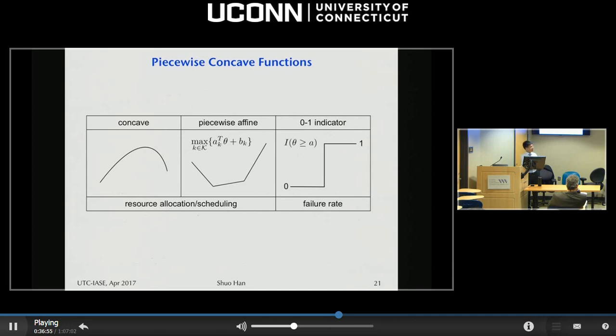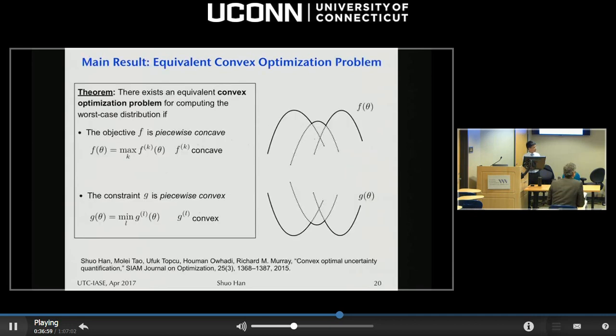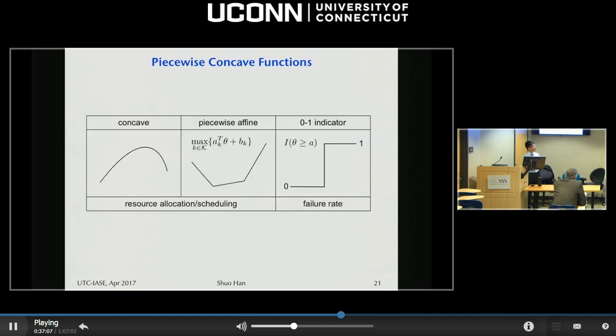Let me say a little bit more about why these are useful, because if you look at the definition, these functions are in general neither convex nor concave. Let's first look at the objective function, which needs to be piecewise concave. First of all, trivially they contain concave functions, and also piecewise affine and convex functions. These are constructed by the pointwise maximum of a number of affine functions. And also the 0, 1 indicator function is piecewise concave. In terms of applications, these kinds of functions often appear in many resource allocation and scheduling problems. Remember, if you take the expected value of an indicator function, that becomes the probability. So this is useful, for example, if you want to minimize the system failure rate, if you think of the parameter as indicating some kind of failure.